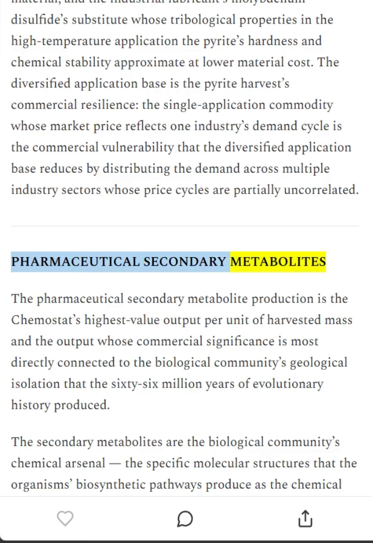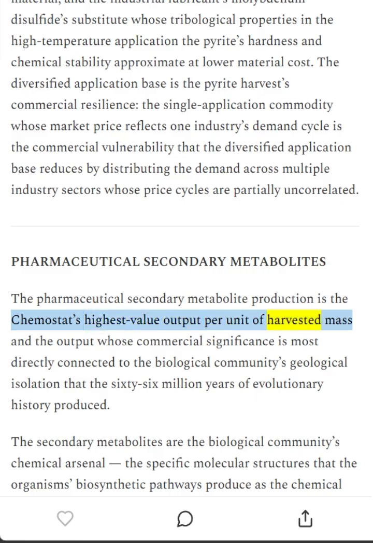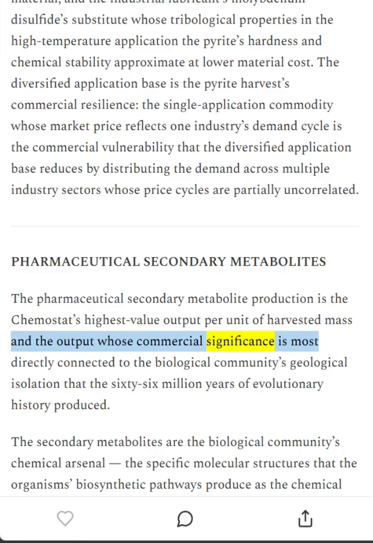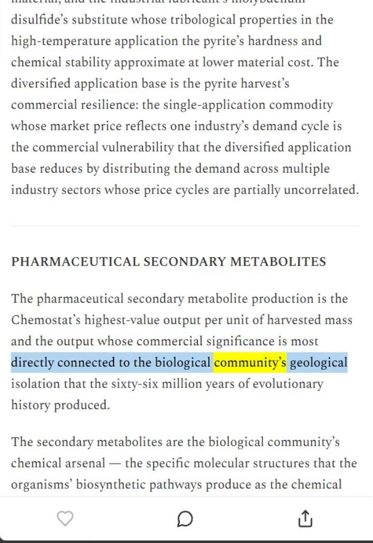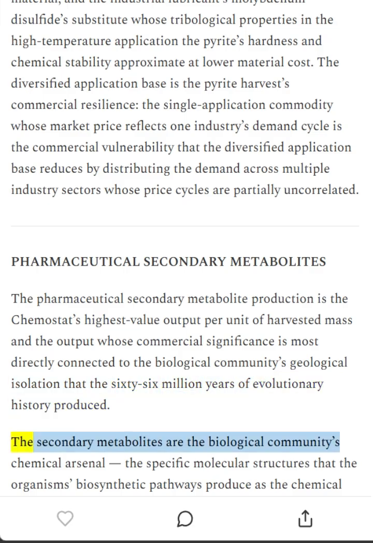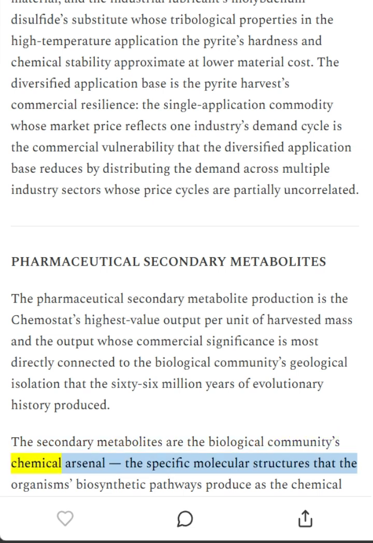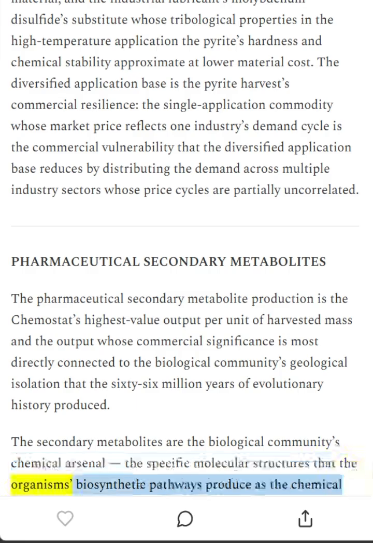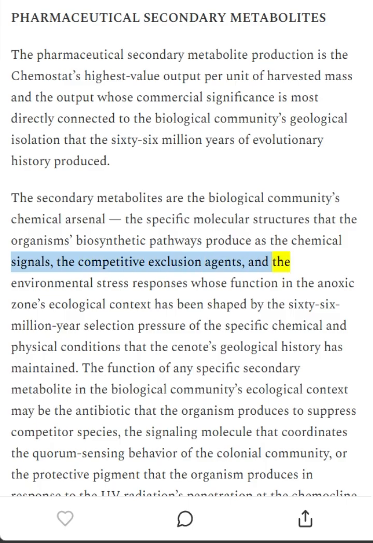Pharmaceutical secondary metabolites. The pharmaceutical secondary metabolite production is the chemostat's highest value output per unit of harvested mass, and the output whose commercial significance is most directly connected to the biological community's geological isolation that the 66 million years of evolutionary history produced. The secondary metabolites are the biological community's chemical arsenal, the specific molecular structures that the organism's biosynthetic pathways produce as chemical signals, competitive exclusion agents, and environmental stress responses, whose function in the anoxic zone's ecological context has been shaped by the 66 million year selection pressure of the specific chemical and physical conditions that the cenote's geological history has maintained.